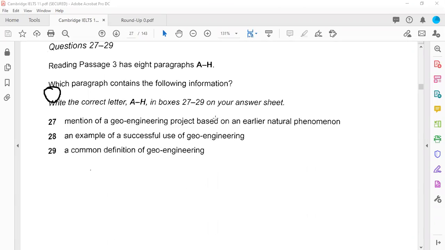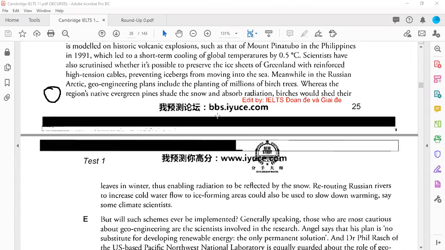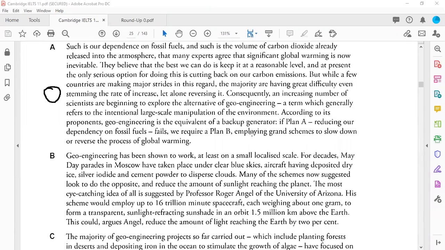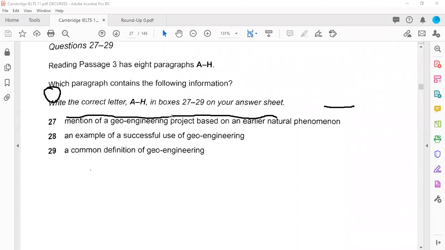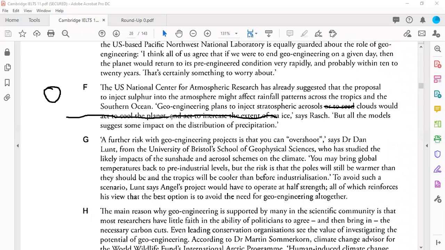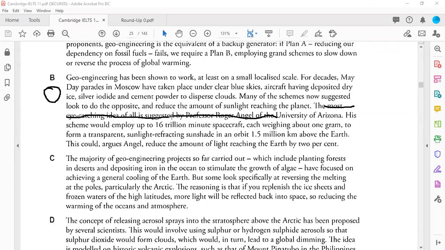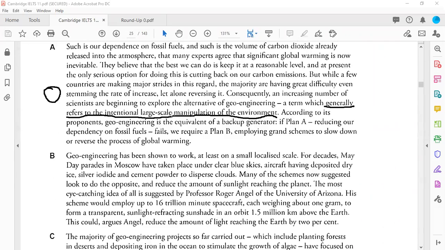Although a common definition of geoengineering, that will then be A. There we just swap the first and the last answer. A term which generally refers to the intentional large-scale manipulation of the environment. Did they give us a limit? Oh, they just want the paragraph. That would be paragraph A then. The manipulation of the environment, geoengineering.